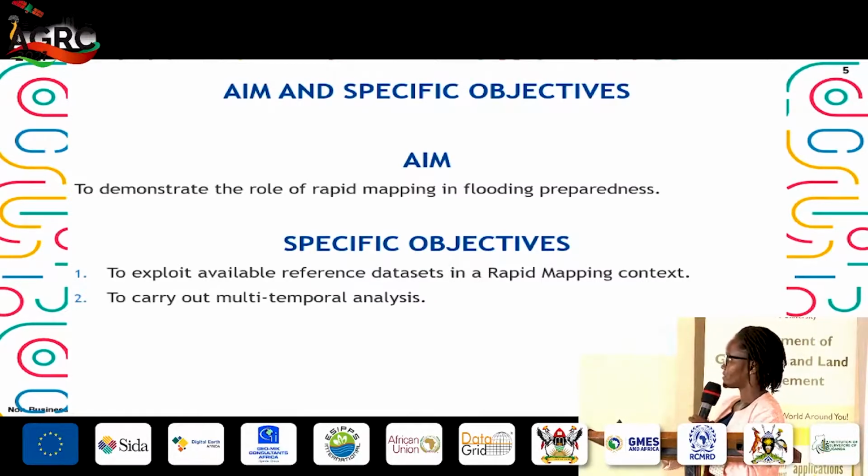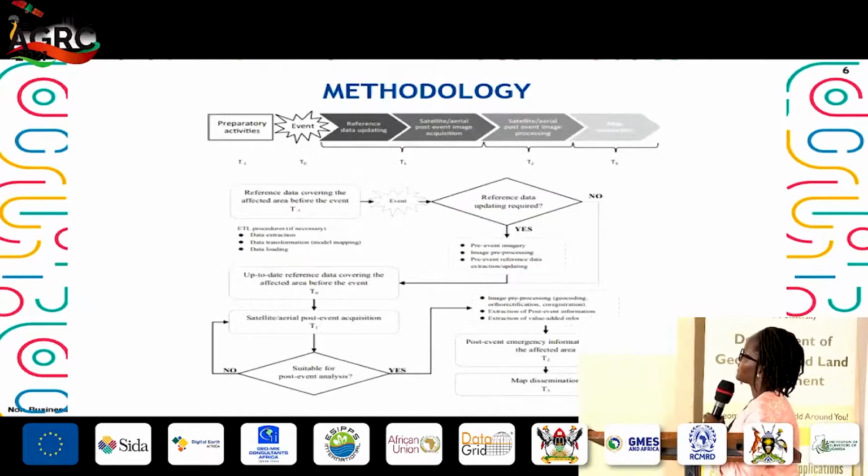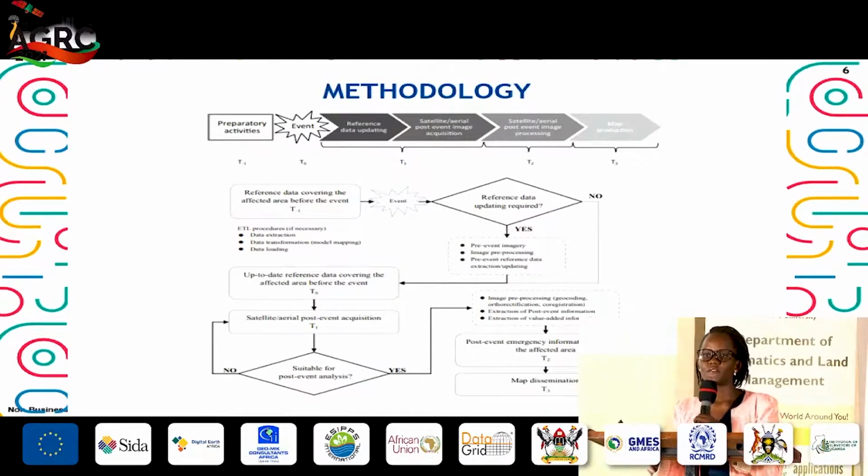Then also to carry out multispectral analysis, this would involve getting satellite imagery and correcting and georeferencing them such that they can fit within the methodology that we adopted. In our methodology, rapid mapping really works within a given time frame. So as you've heard, it's an emergency. So you're trying to ensure that the solution you have works in a given time frame.